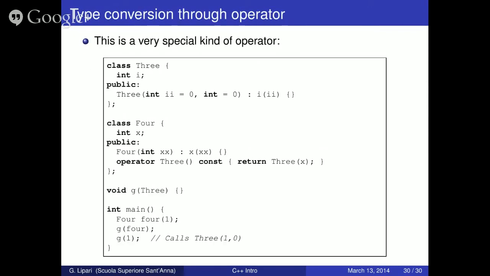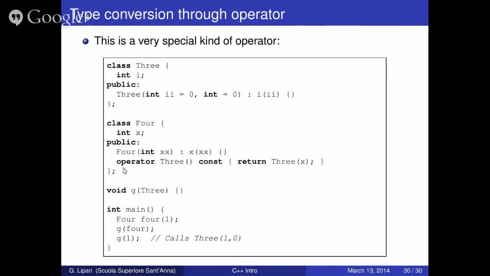A very special kind of operator is an operator which has the same name as the type to which you want to convert. So suppose you want to convert B into C, and C has a constructor which takes 2 arguments. You want to convert another class B into C, but you cannot modify C, so you cannot write a constructor in C that takes a constant reference to B. So how can you do it?